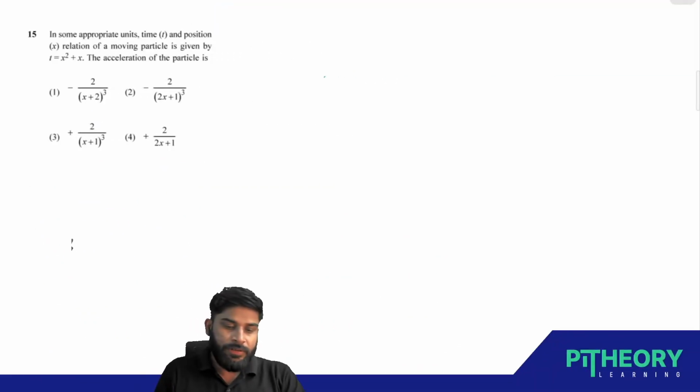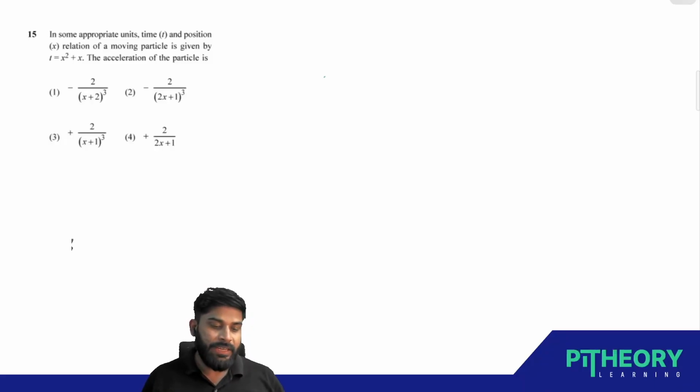What is the next question? The 15th one. In some appropriate units, time t and position x relation of a moving particle is given by t is equal to x square plus x. The acceleration of the particle.